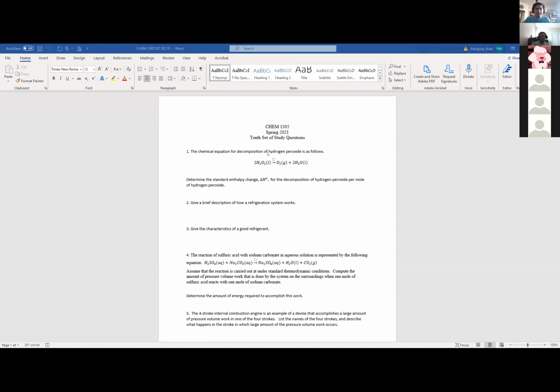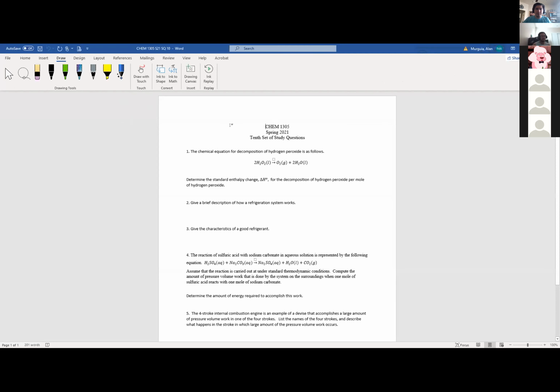All right, so next up is study question set number 10. Making sure I'm not pulling up the wrong one. Perfect. We're still dealing with enthalpy of formation, but we're going to get more into it now. Let's start with the first one, where we have the chemical equation for the decomposition of hydrogen peroxide, and it's asking us to determine the enthalpy change, delta H degree, for the decomposition per 1 mole of hydrogen peroxide.